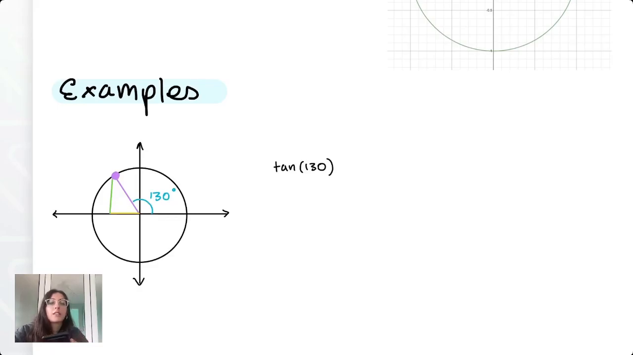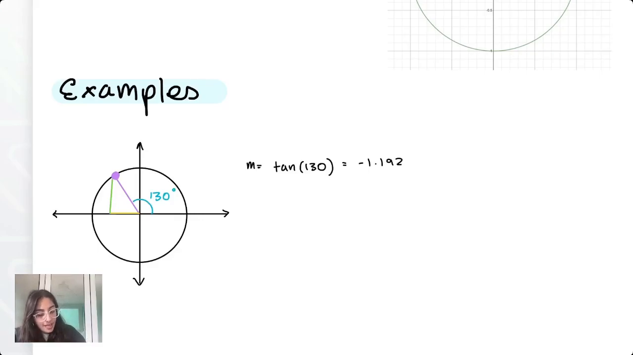Do I expect this to give me a positive or a negative value? Negative. Should be negative, exactly, because the gradient is negative. So tan 130 gives me m. So m equals tan 130, which equals negative 1.192. And that's as we expect.